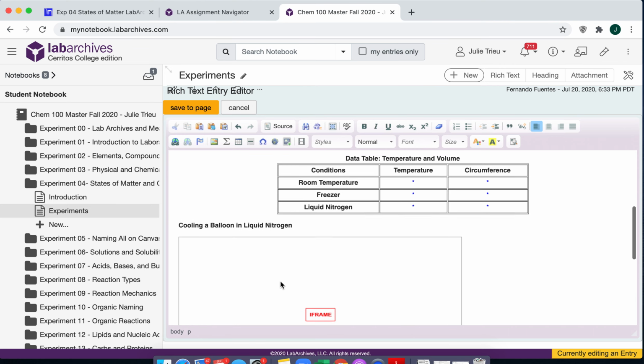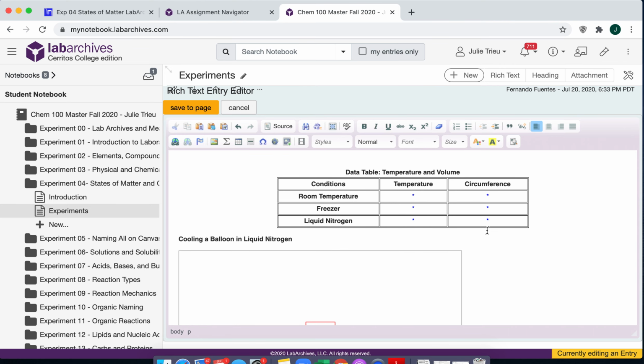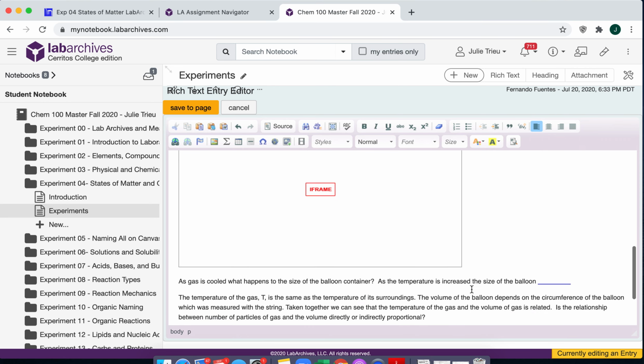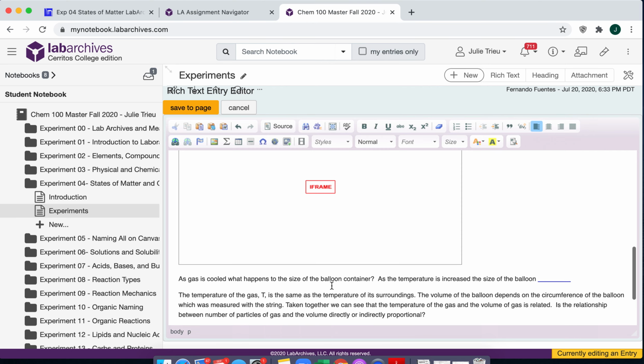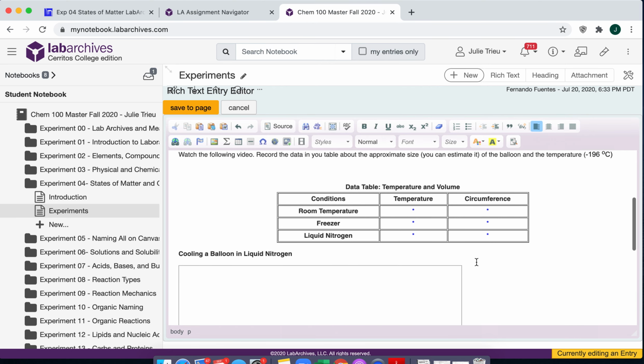If the temperature drops, cooling, going down, the circumference increases, and the relationship between temperature and volume should be inversely proportional, based on your result table.